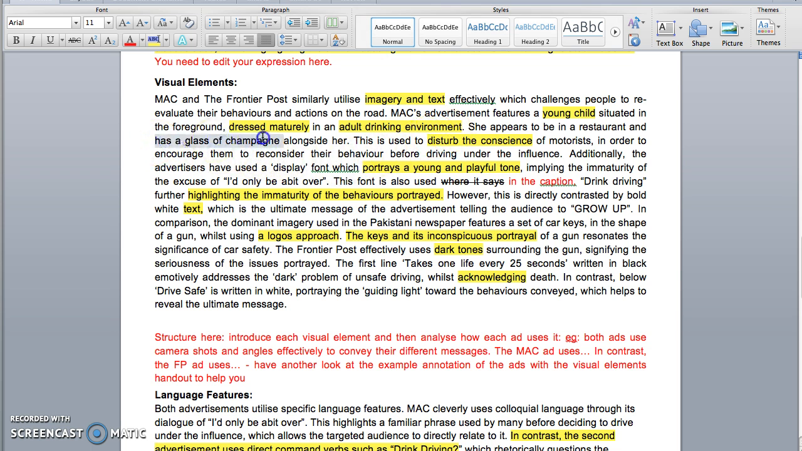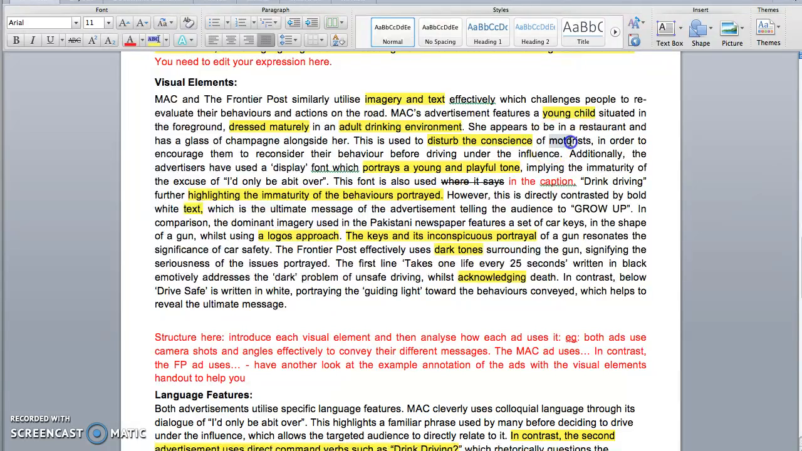So these are props, aren't they? With a glass of, so it's a finished lunch and a glass of champagne beside her. Is it used to disturb the conscience? Yes, possibly.